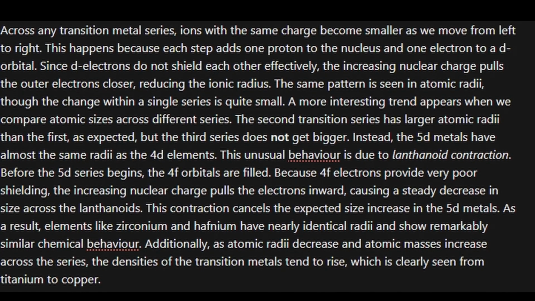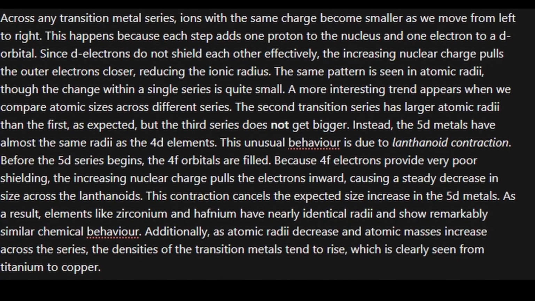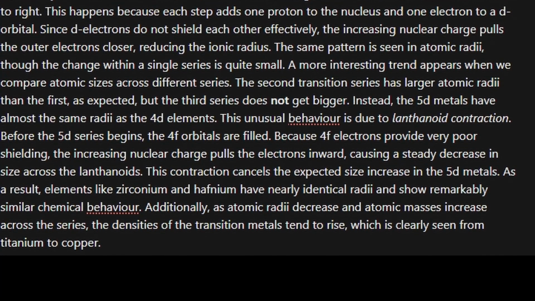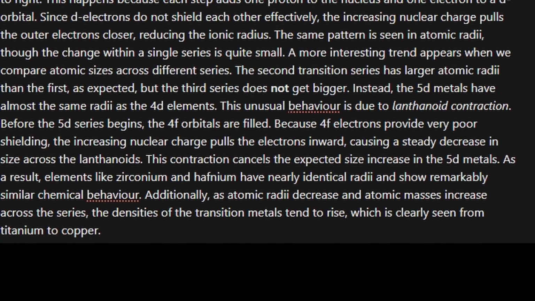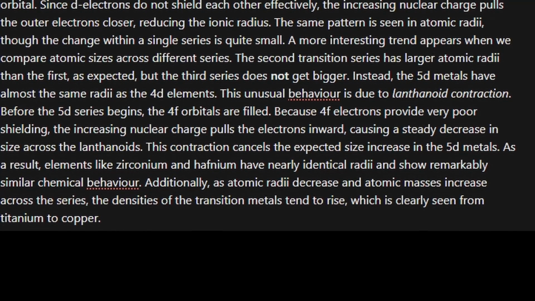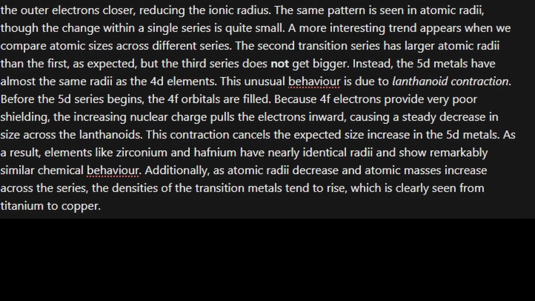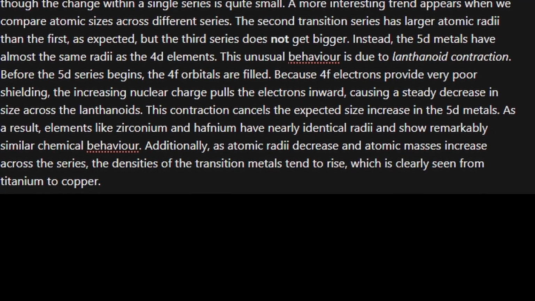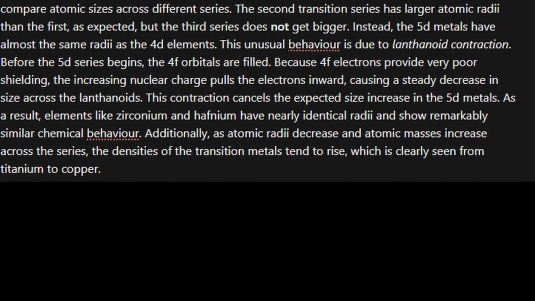Before the 5d series begins, the 4f orbitals are filled. Because 4f electrons provide very poor shielding, the increasing nuclear charge pulls the electrons inward, causing a steady decrease in size across the lanthanoids. This contraction cancels the expected size increase in the 5d metals. As a result, elements like zirconium and hafnium have nearly identical radii and show remarkably similar chemical behavior.